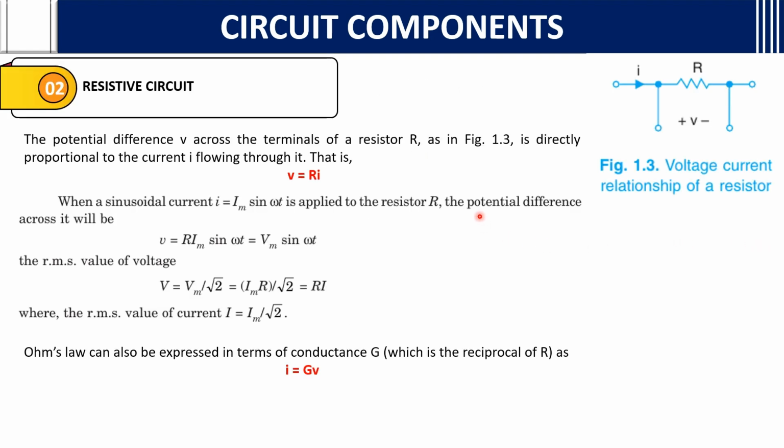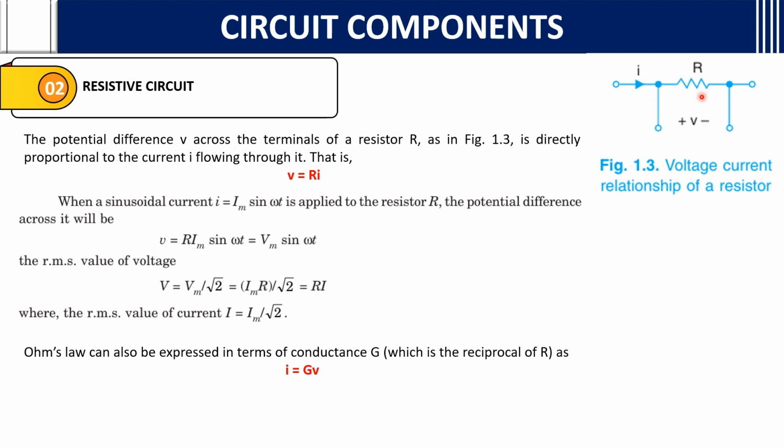Then the capacitive circuit is done now. Now we'll go to the resistive circuit. What is a resistive circuit? As we have already discussed, resistance is opposing the current. If you see, there is a resistance, current is going, and there is a potential difference across the resistance.